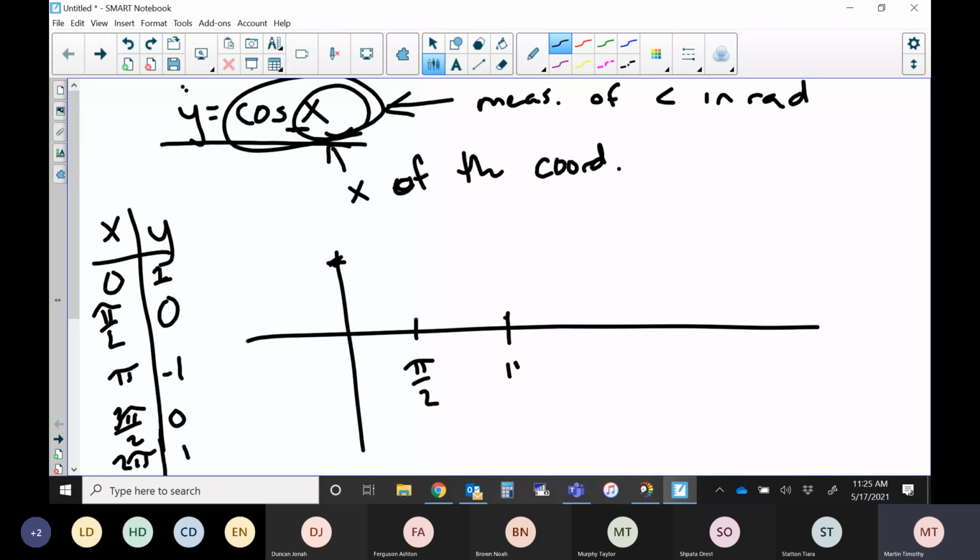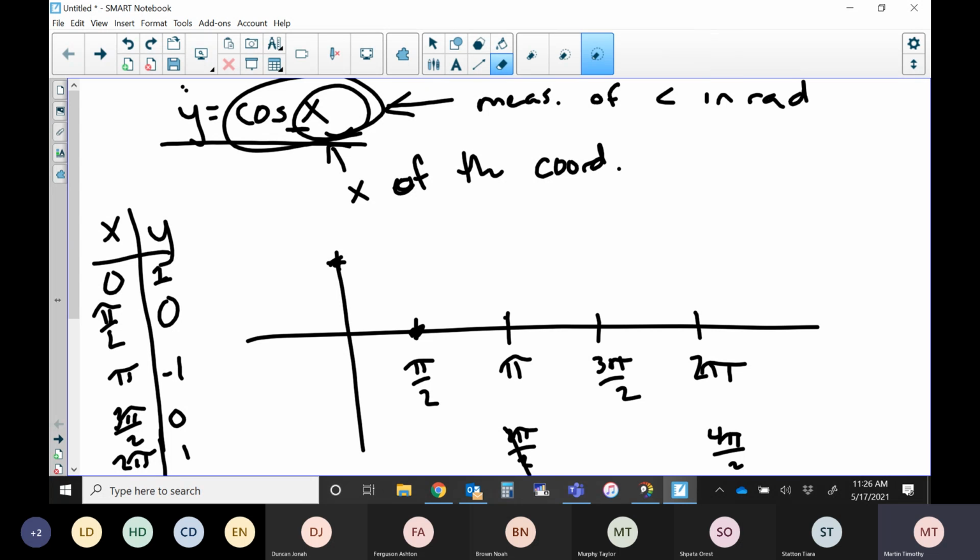So this would be pi. Also, if I was counting, it would be 2 pi over 2, but the 2's would reduce. This would turn into 3 pi over 2. Technically, this next one would be 4 pi over 2, but that would reduce to 2 pi. So those are my x's, and then it says 0, 1. At pi over 2, I go to 0. At pi, it says I go to -1. At 3 pi over 2, it says go back to 0. And then at 2 pi, it says go to here.